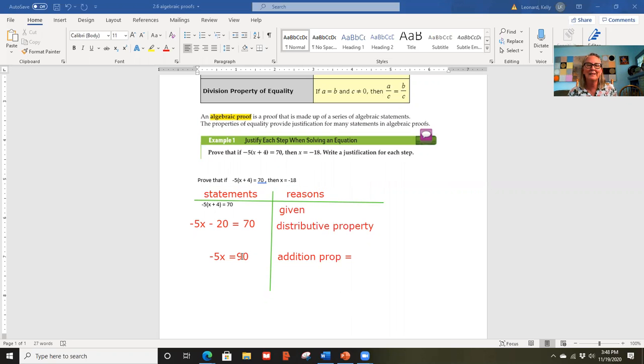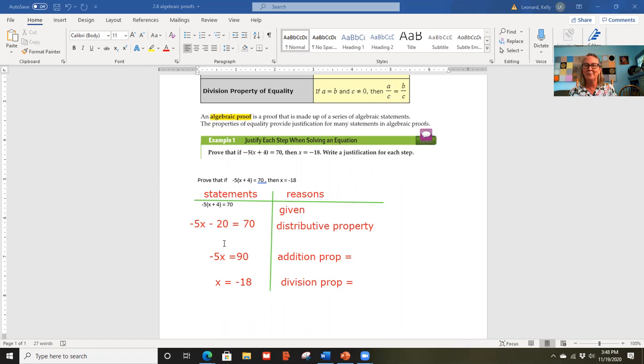All right, I have one last step. I'm going to divide both sides by negative 5. And when I divide the left side by negative 5, I get x. When I divide the right side, 90 divided by negative 5, check me if you don't believe it, you get negative 18. Why was I able to do that? Because I used the division property of equality.